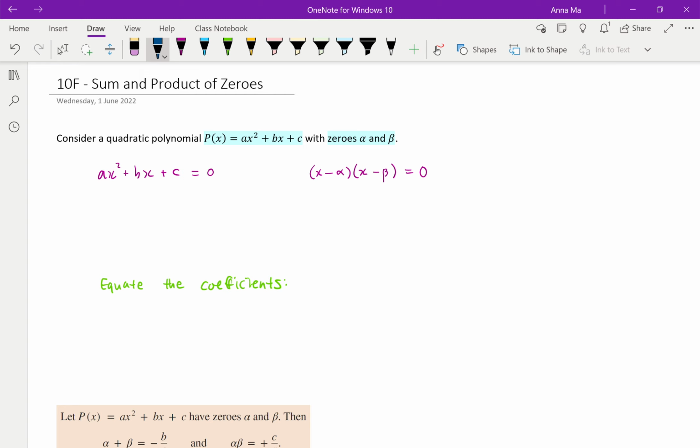So this exercise aims to link the coefficients of a polynomial to the zeros of the polynomial. So when I say zeros, I hope you guys remember the definition. It's the solutions to the polynomial when it's equal to 0.